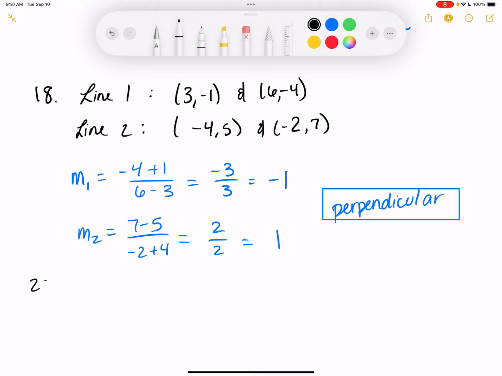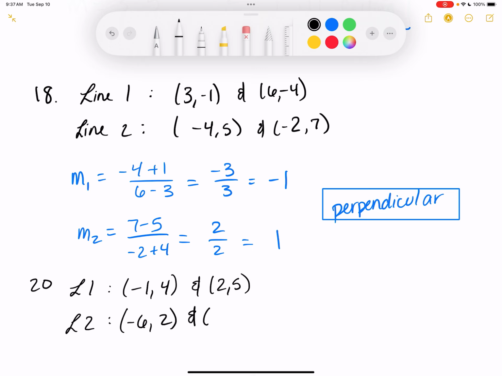All right, 20. Line 1 is the points -1, 4 and 2, 5. Line 2 are the points -6, 2 and 0, 4.